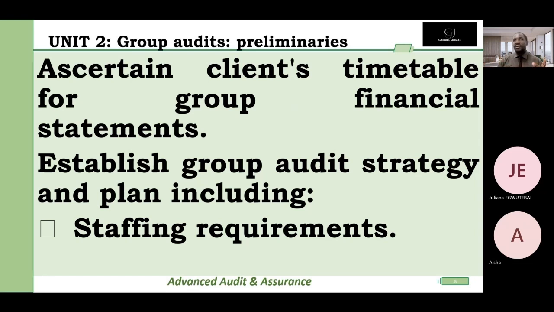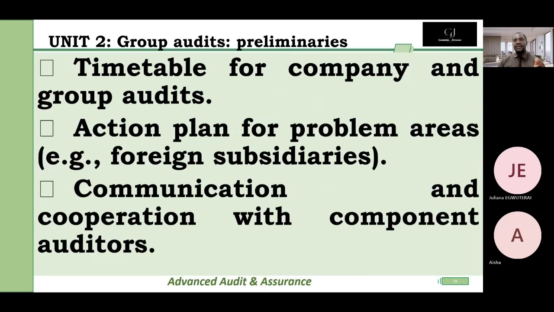We need to look at staffing requirements. What are the staffing needs for the audit? How many staff need to travel around? How many are needed to validate, to review, for field work, and all that staffing requirements must be ascertained. Timetable for the work: how long should it take for the group and the components? What are the action plans going into field work for problem areas? For example, foreign subsidiaries. What are the action plans to provide adequate coverage?